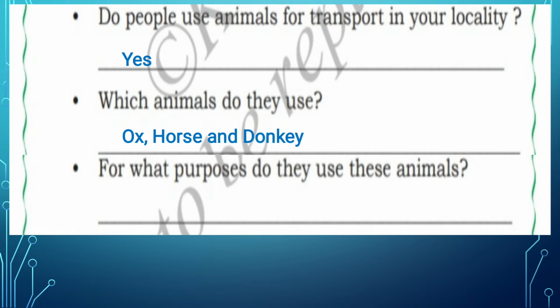Donkey, like I told, is used by the washerman. Other than washermen, some nomads, the people who shift, who live for some days in one place and then again move from one place to another, also use these donkeys. So for what purpose they are using the animals, you have to write here.